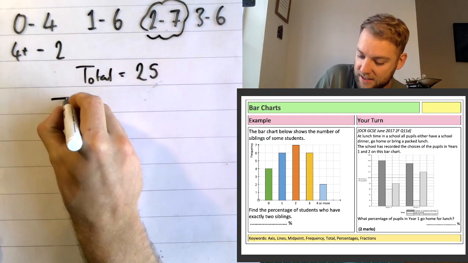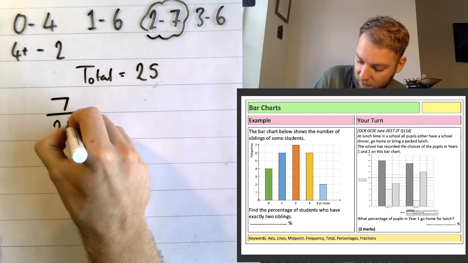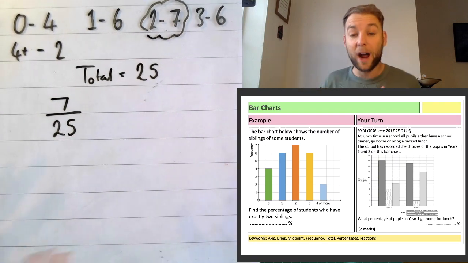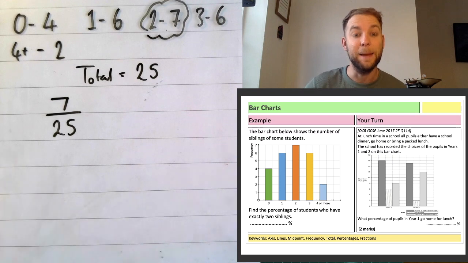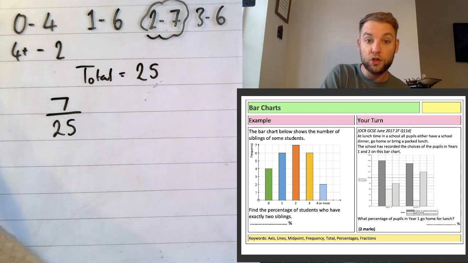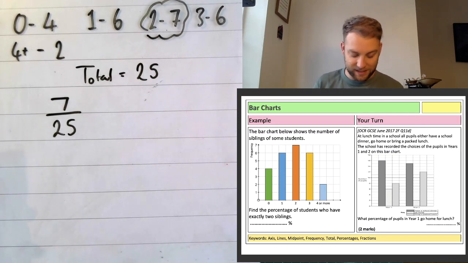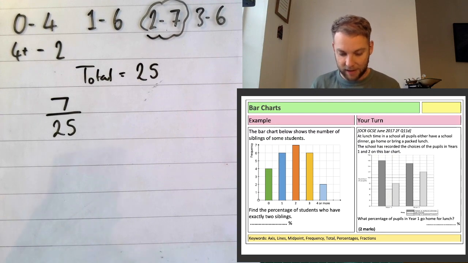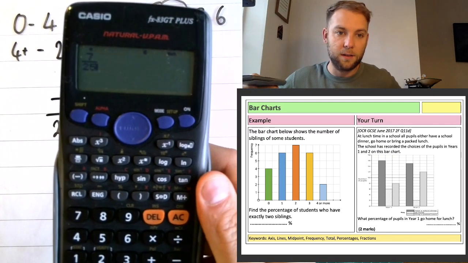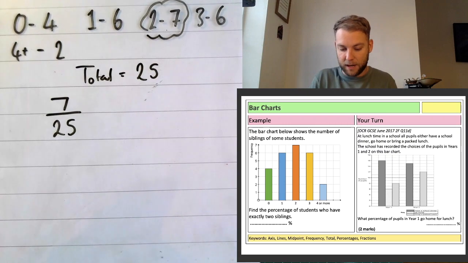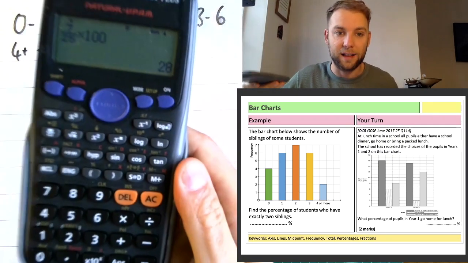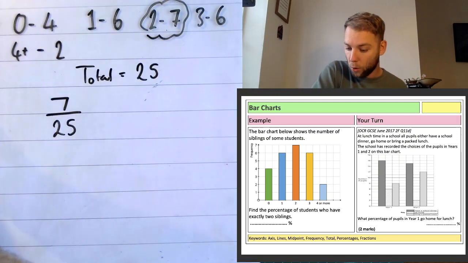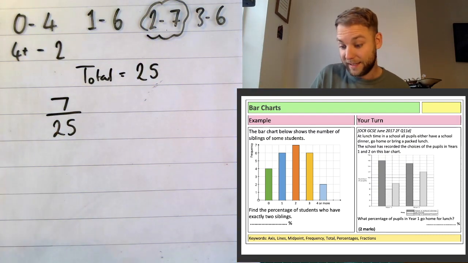So that's going to be 7 over 25. Now, that's writing it as a fraction. If we want it as a percentage, percent means out of 100. So there's 2 ways you can do this. You can either type it straight into your calculator, so your fraction, and then times it by 100, like so, and it will give you your answer. So that's 28 there.